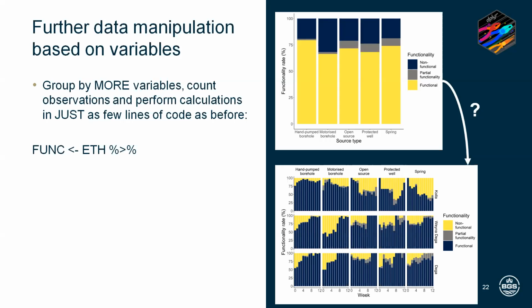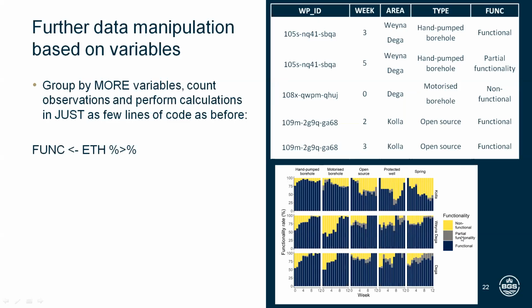So then what we want to do next is take this overall functionality and look at the functionality of the water points in different weeks, and how the functionality of the water point changes throughout the drive. So how do we go from this plot to this plot? And that's what I'm going to talk about in the next few slides. So again, this is the table that we started off with. And again, we can't go from this to this, but we can use dplyr again to get to this point.